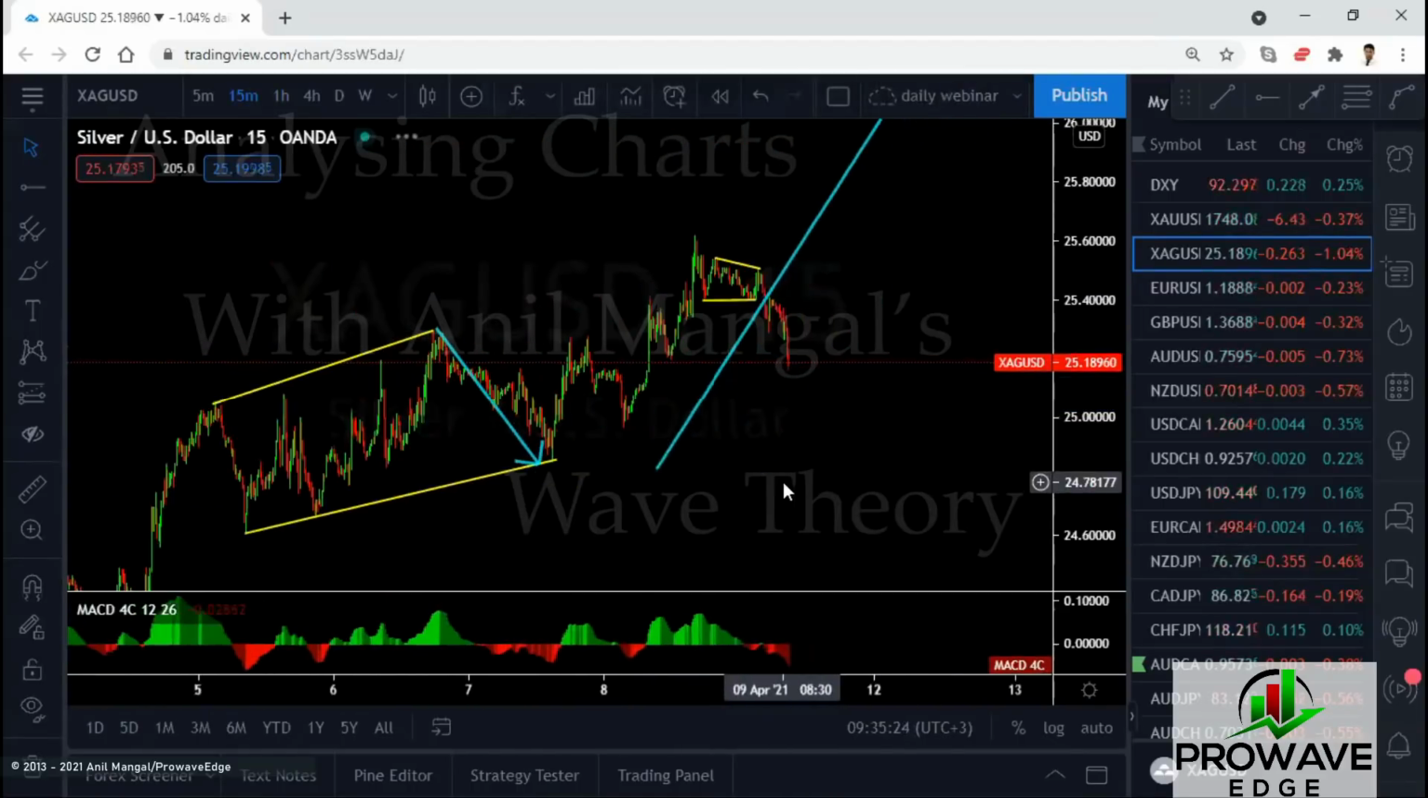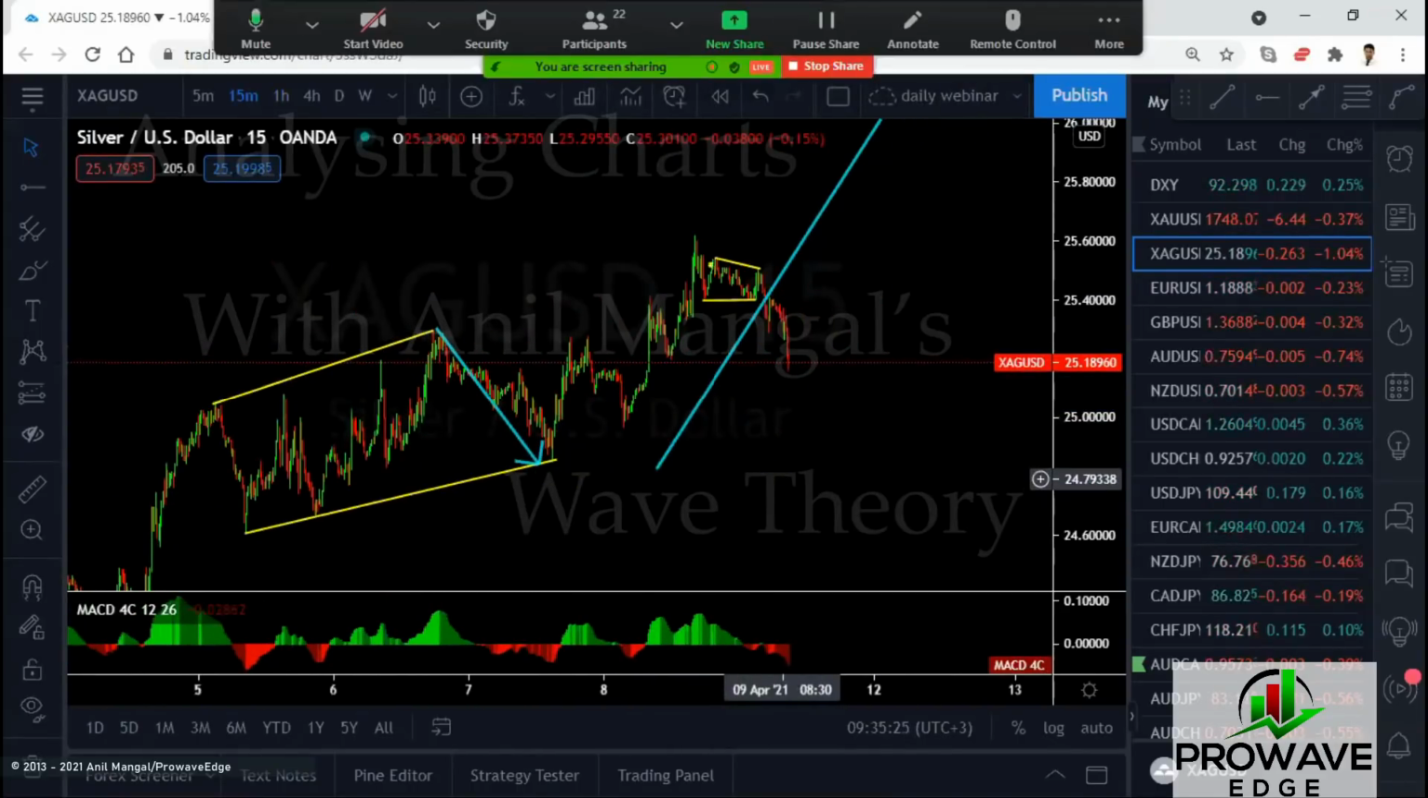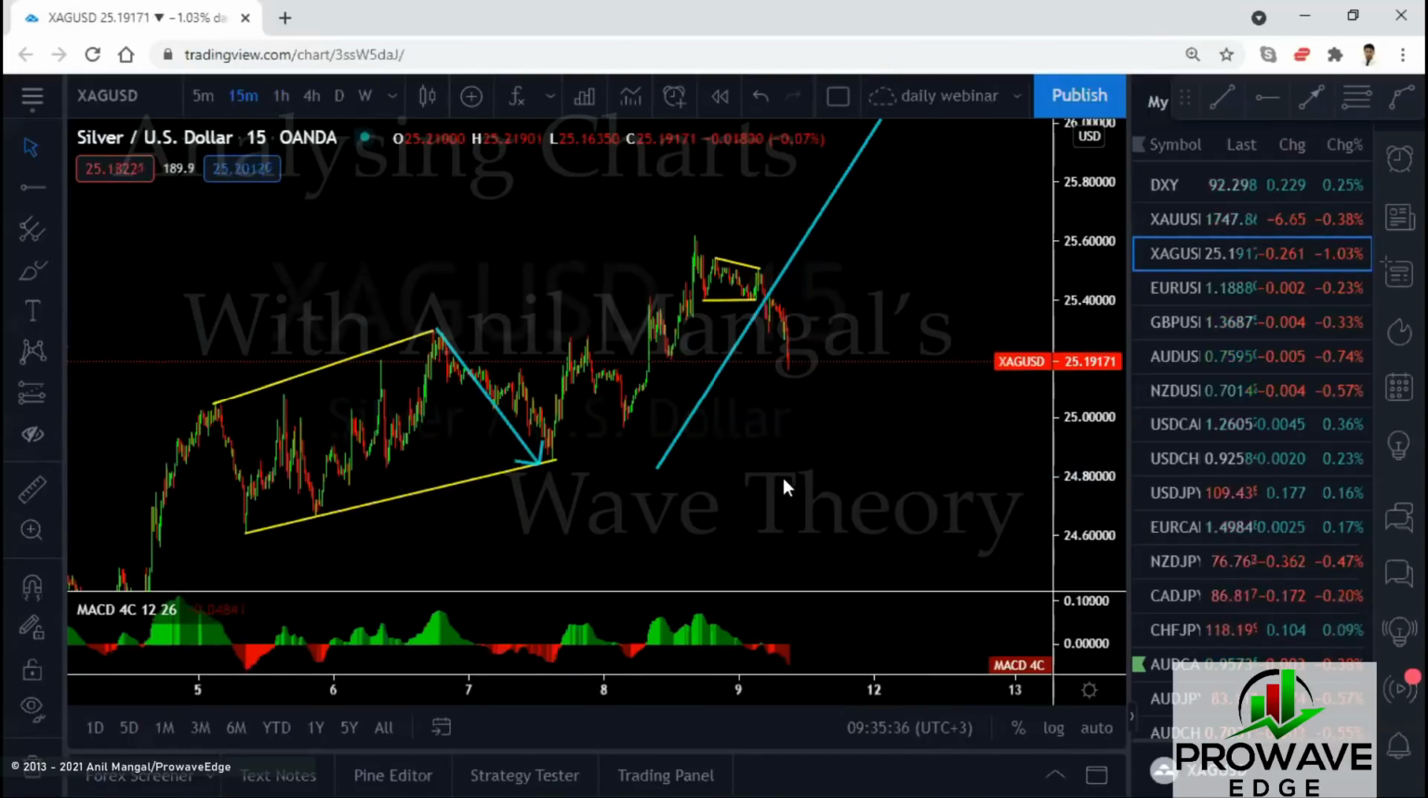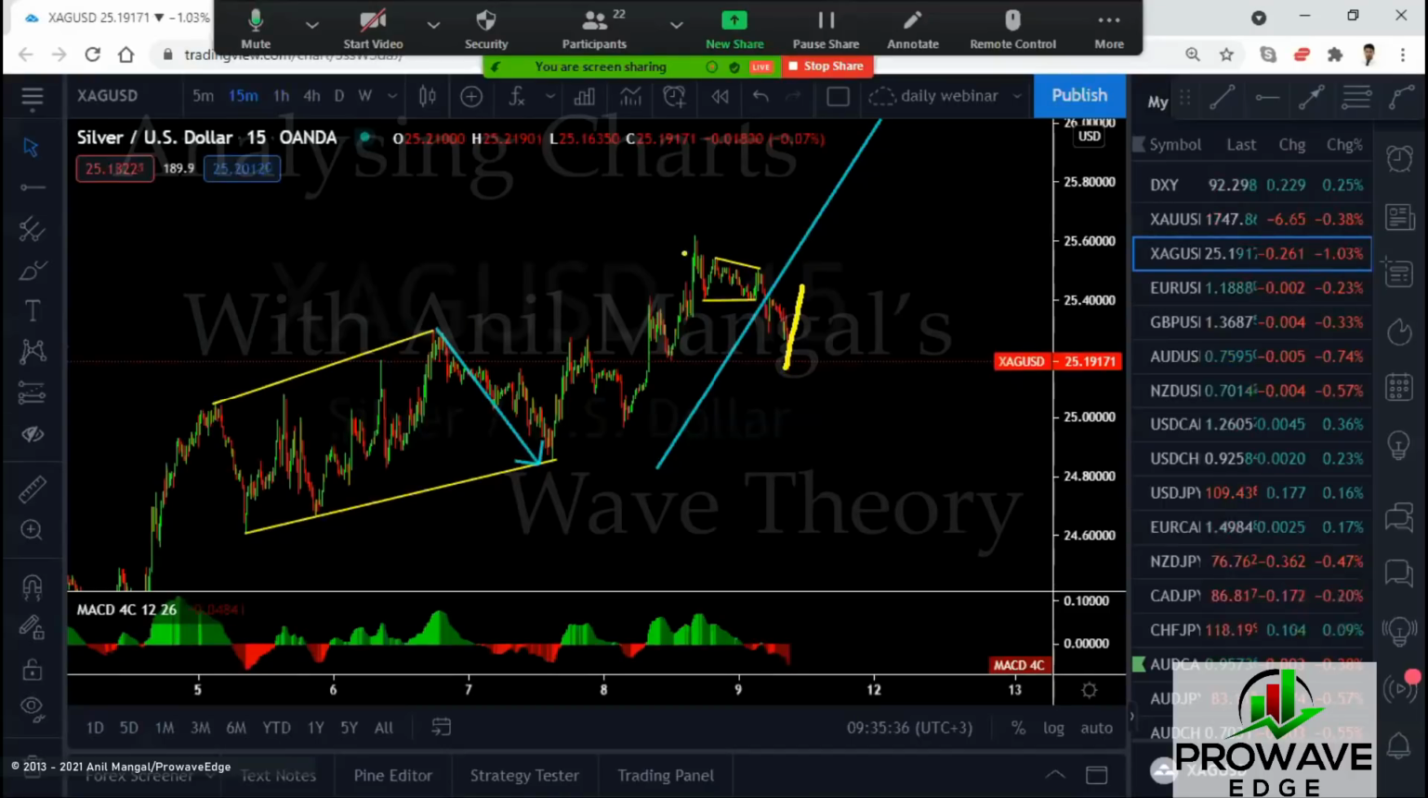Can it still be a buy? Can this still be just a correction and go back up? It's still possible. That is why you wait for the flag. The flag confirms the downside. If this reverses and goes back up like that, a buy on the break of this structure is a valid buy. Same for the gold.